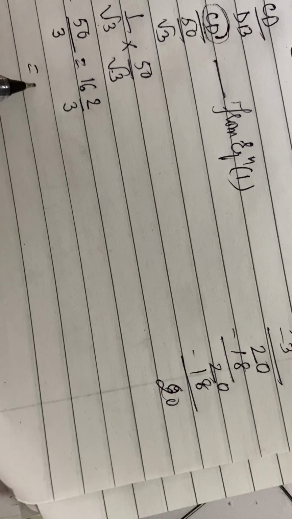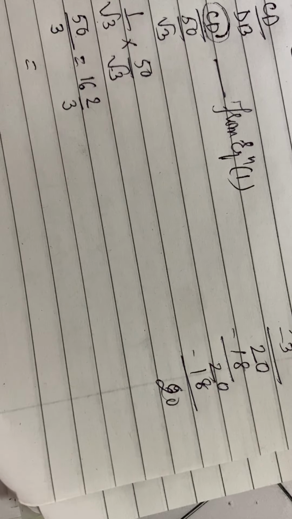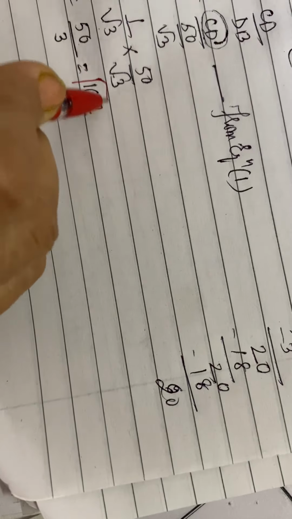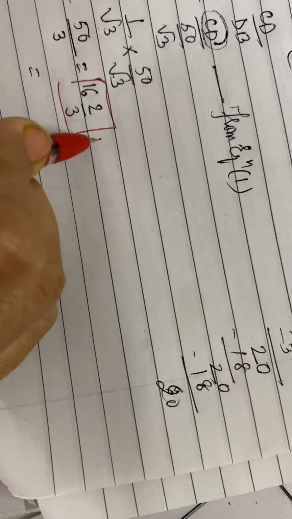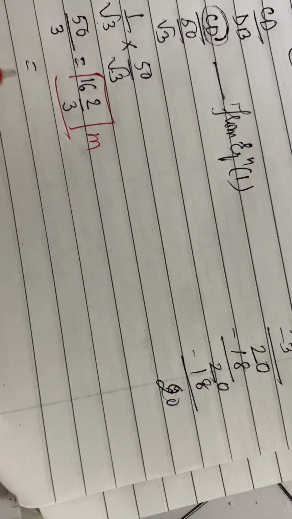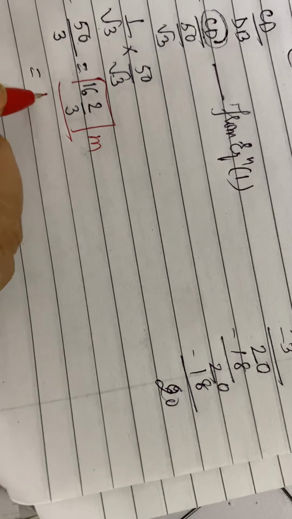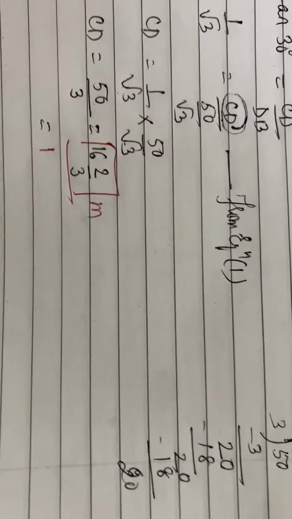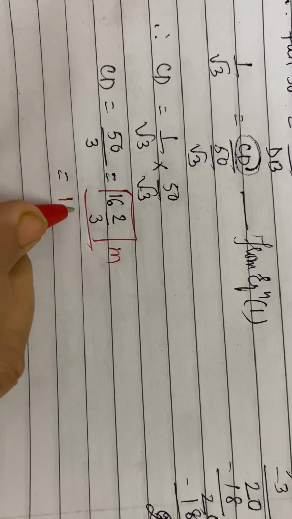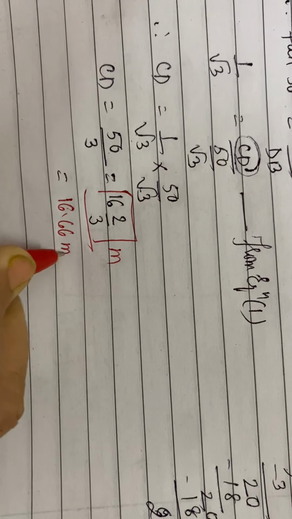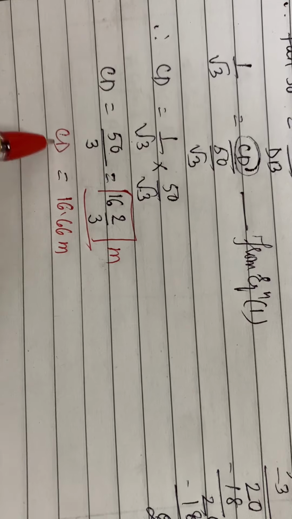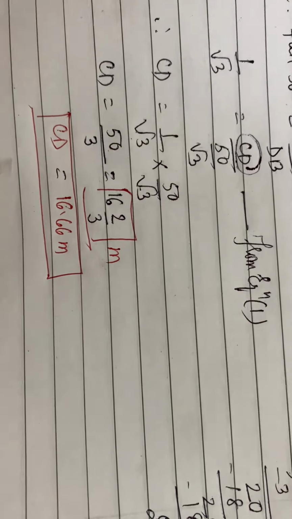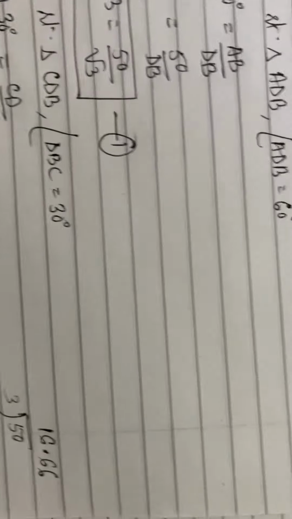So we write it will be either this value in meters, or CD will be equal to 16.66 meters. Whichever you wish to take, whichever you wish to put, that will be the answer for the sum.